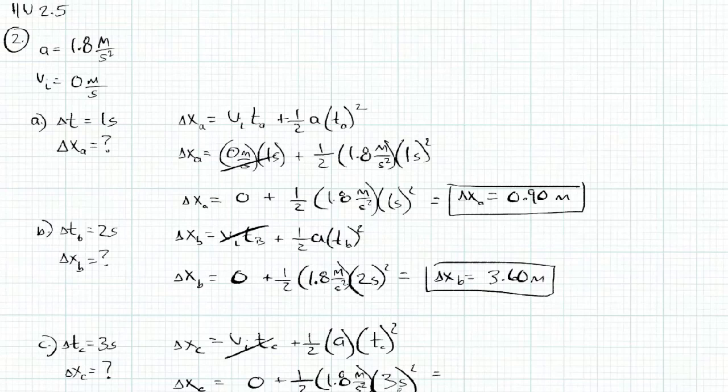And if you look at all of your units, you'll find that, like above here, our units wind up being in meters, which is a unit of displacement. So our displacement C is going to wind up being 8.1 meters. So, homework 2.5, number 2, parts A, B, and C are respectively 0.90 meters, 3.60 meters, and 8.10 meters.